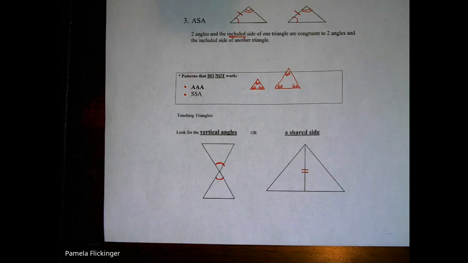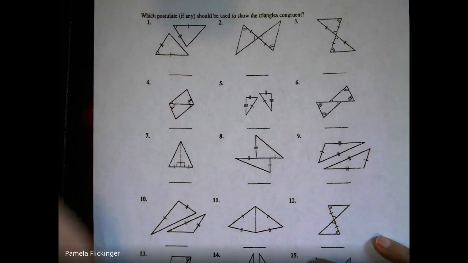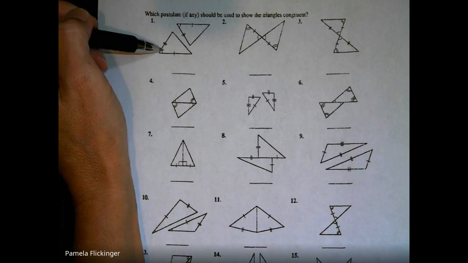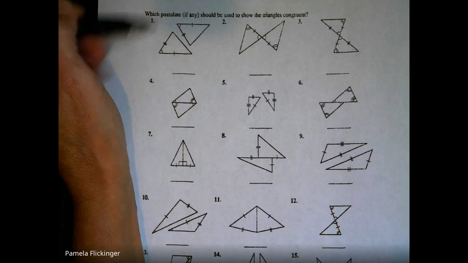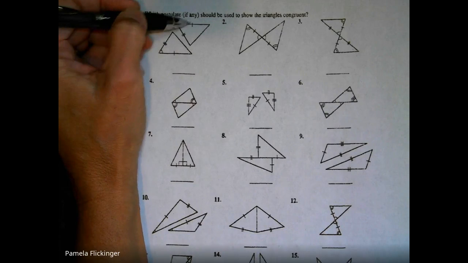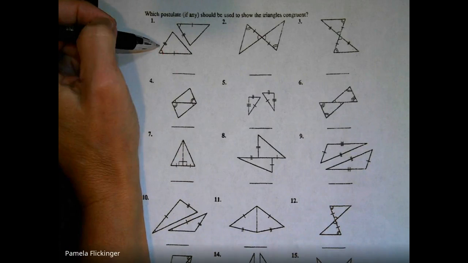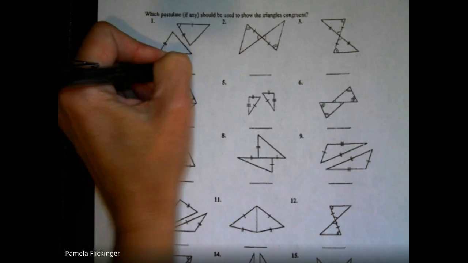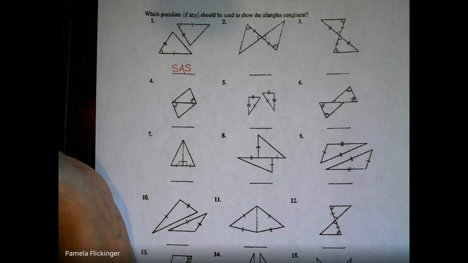Okay, let's do some examples. All right, so it's asking which postulate, if any, should be used to show the triangles congruent. So we're looking for the same patterns. All right, so notice we've got 1 and 2 tick marks, and then we both have the angle that's included. So this is what I suggest you do, is say, okay, I've got two sides, so put down your two S's, and then the angle is the one that's between them. And then that gives you your pattern.